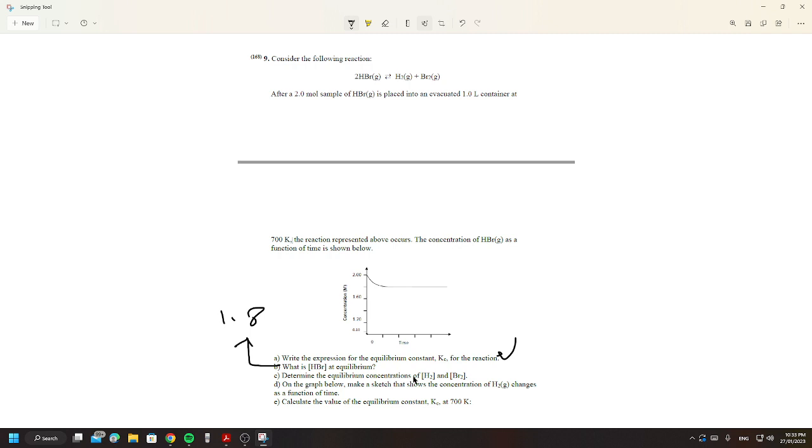Determine the equilibrium concentrations of H2 and Br2.